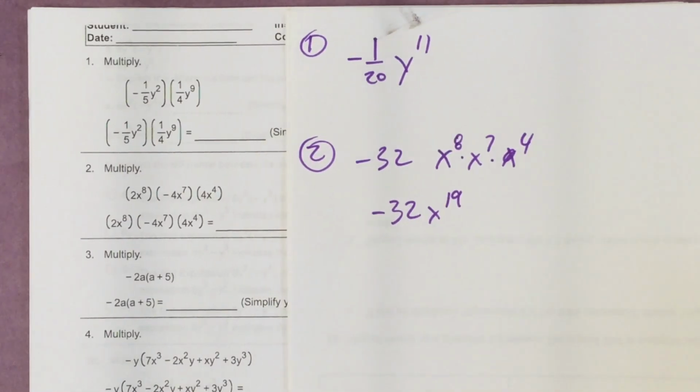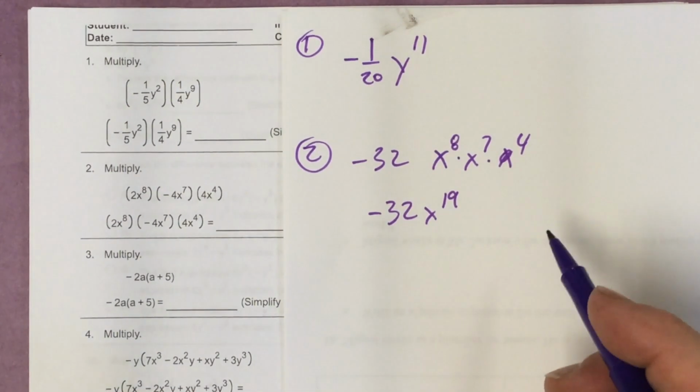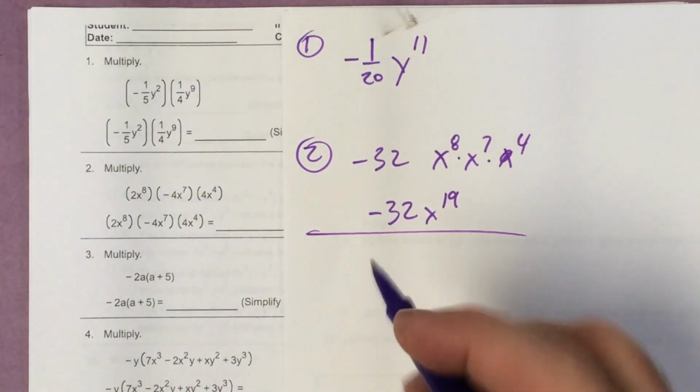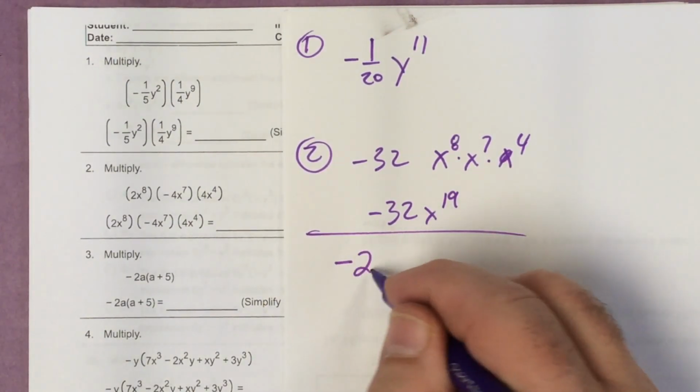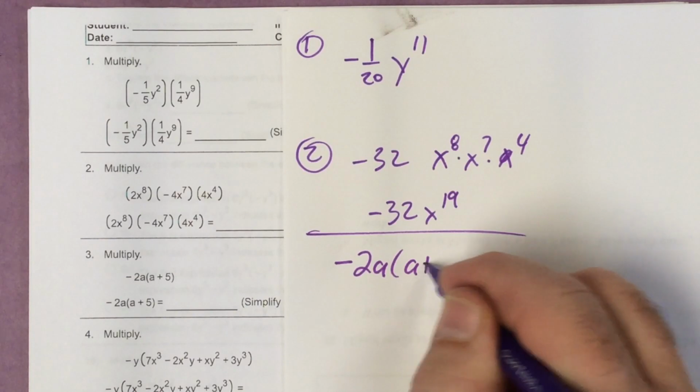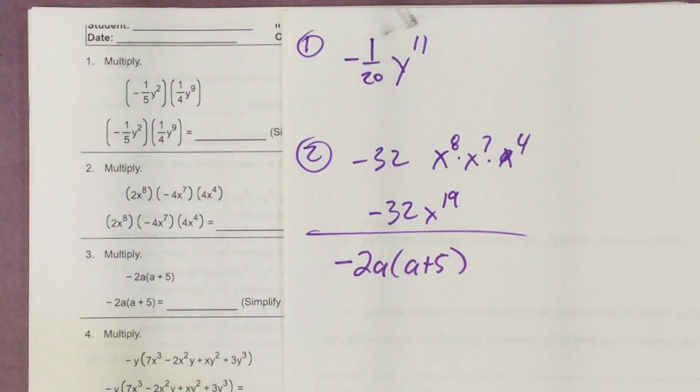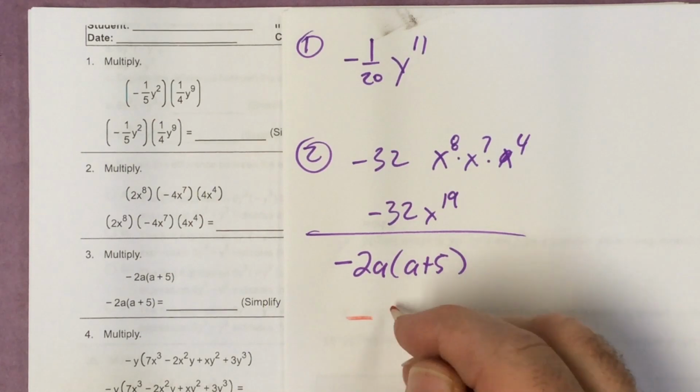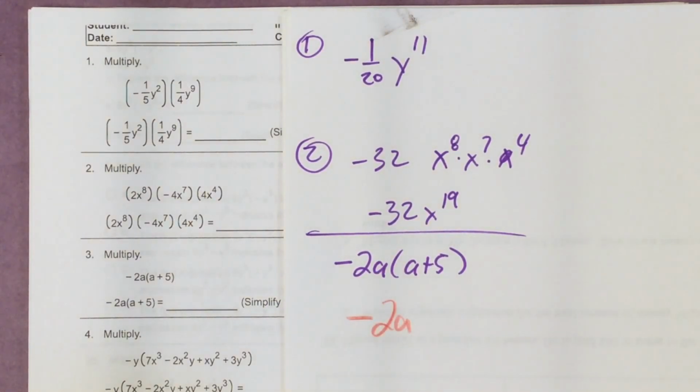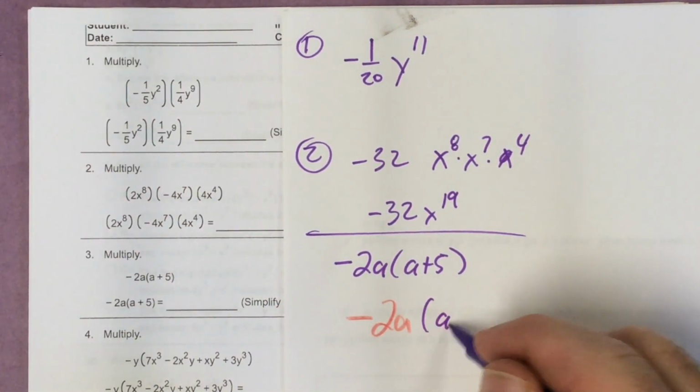In questions 3 and 4, we are looking at distribution now. So let's go ahead and take a look. I'll rewrite this problem here. Negative 2a times a plus 5. So what might help is using a different color to write this with, perhaps. I do have red, so maybe that'll stand out a little nicer. So I'm going to write this on the outside in red, and then I'm going to write this here in purple.